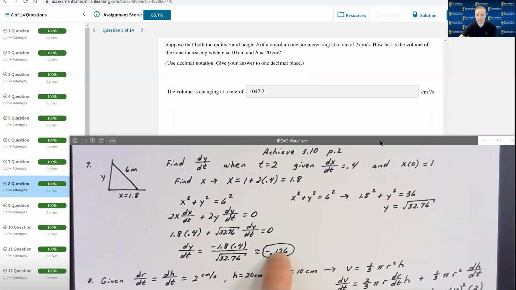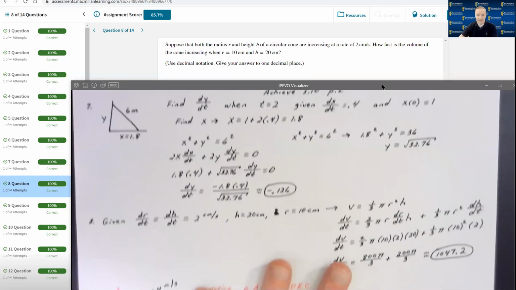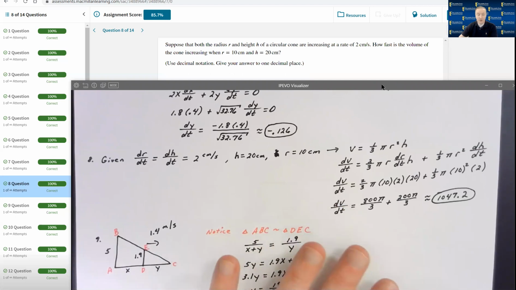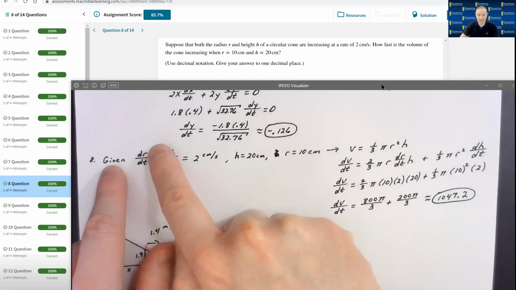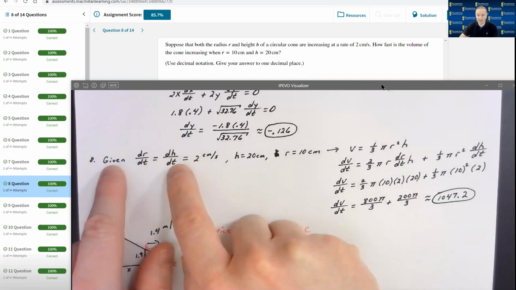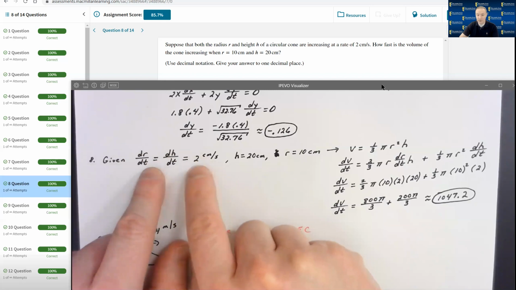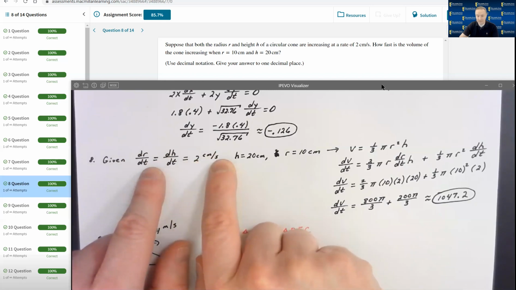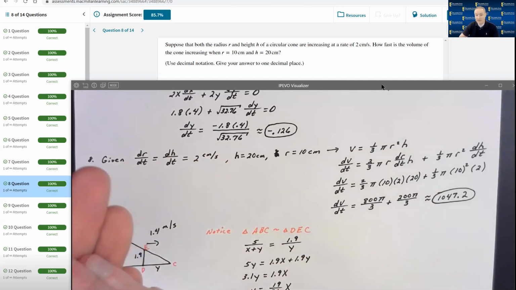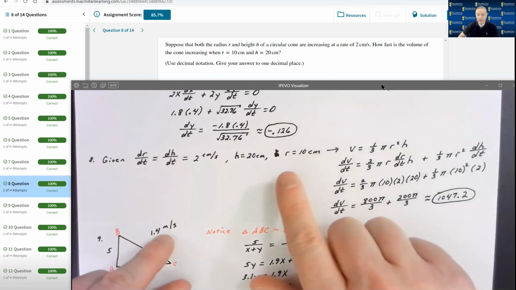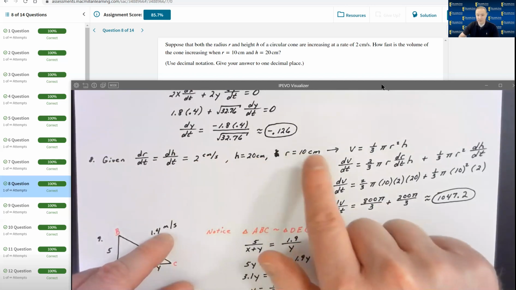Next question here. Number 8. It says to suppose that both the radius and height of a circular cone are increasing at a rate of 2 centimeters per second. So you'll see that's the first thing I did. Given that dr dt is equal to dh dt, the radius and height of the cone are both increasing by 2 centimeters per second. Okay, now, second sentence. How fast is the volume of the cone increasing when the radius is 10 and the height is 20? So I went ahead, put in my other information, height 20, radius 10.